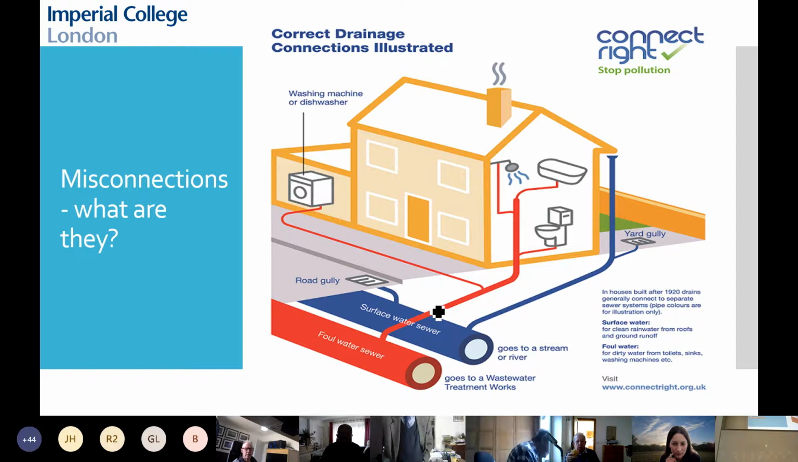If it's the foul water sewer receiving your rainwater, that's not really quite so bad, you would argue, but it's all extra money, so it costs a bit more.